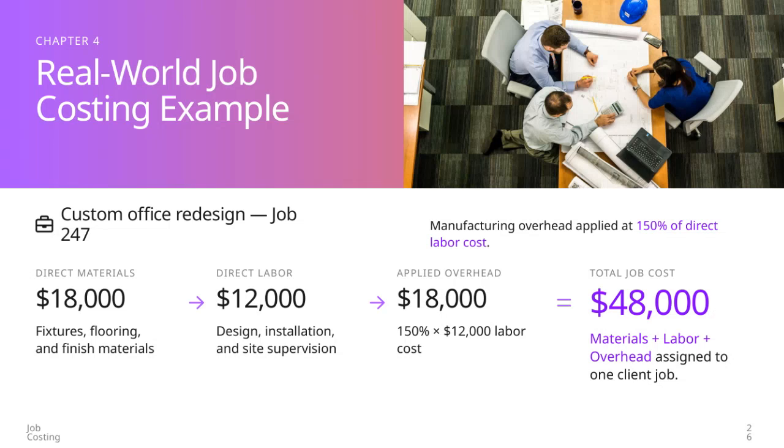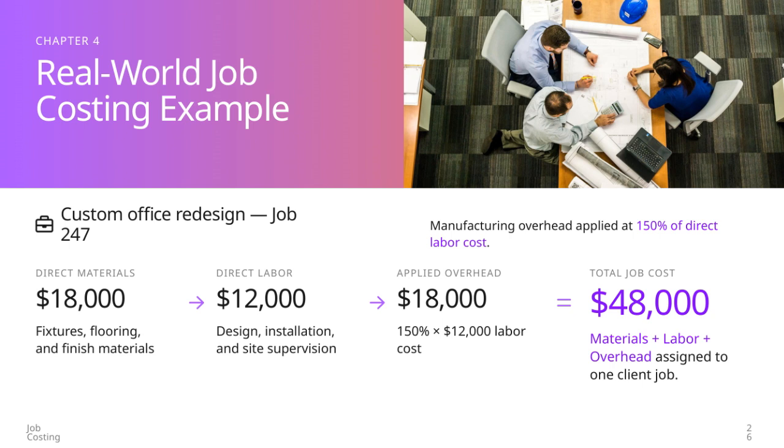Here, we're looking at a real-world job costing example for a custom office redesign, identified as Job 247. The direct materials used for this job, which include fixtures, flooring, and finish materials, amount to $18,000. The direct labor cost, covering design, installation, and site supervision, is $12,000. Manufacturing overhead is applied at a rate of 150% of the direct labor cost.